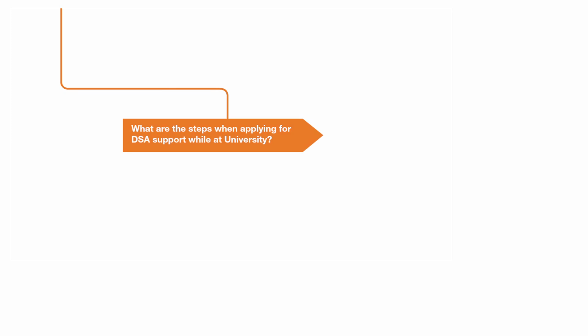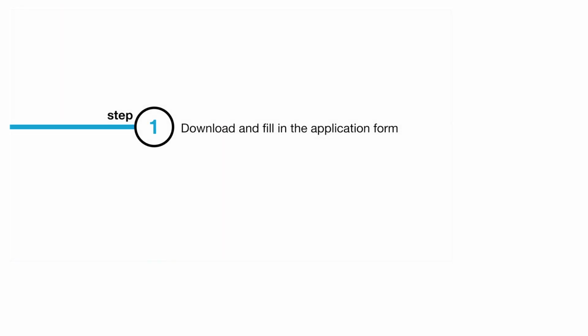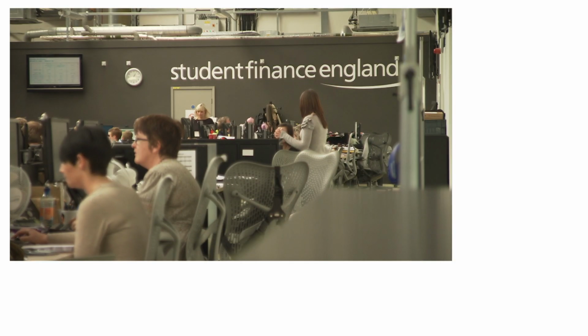What are the steps when applying for DSA support while at university? Step 1. Download and fill in the application form. It's best if the student applies really early on.